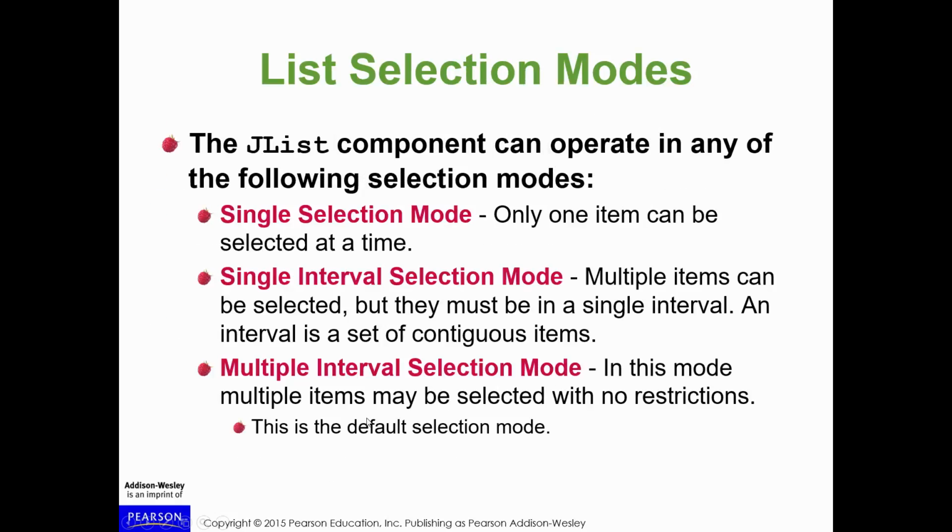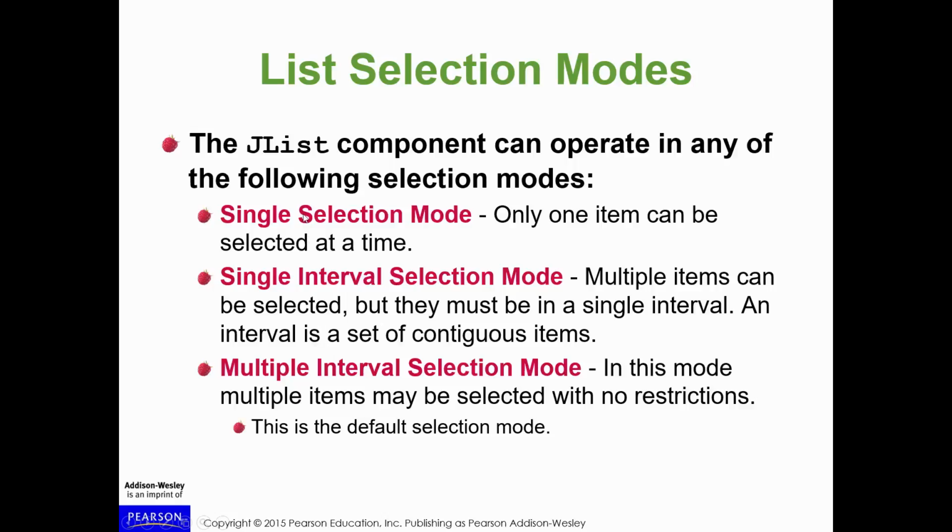When you set up a JList, I believe that the default is single selection mode, which means you can only select one at a time. You can set it up for single interval selection mode, where you can select multiple, but they must all connect. They must be contiguous items. Or you can have multiple interval selection mode, where you can select multiple items and they don't have to be contiguous. Oh, it says there that's the default, so I'm wrong. That's the default selection mode.